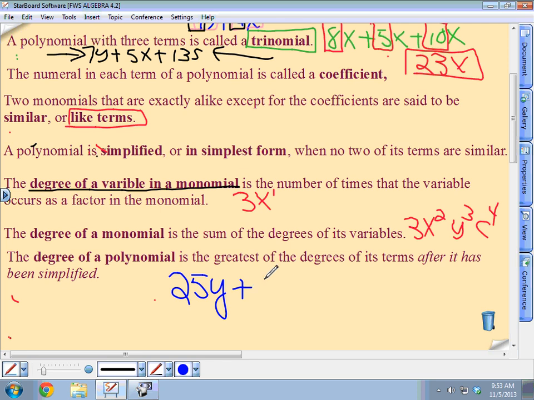36x. 36x to the what power? 4. The 4th power. Oh, okay, awesome. Plus what? 21x. Let's not use x. Let's use a different variable. T. Okay, that sounds good. What power is the t to? 5th. The 5th power. Okay.